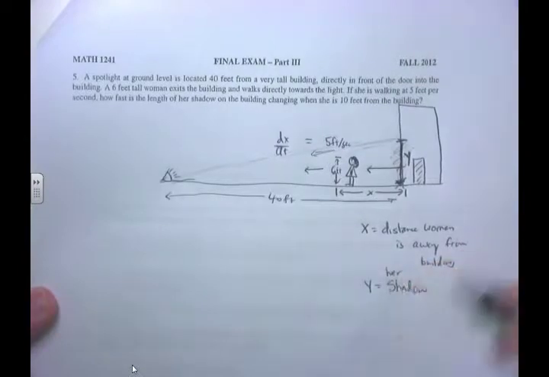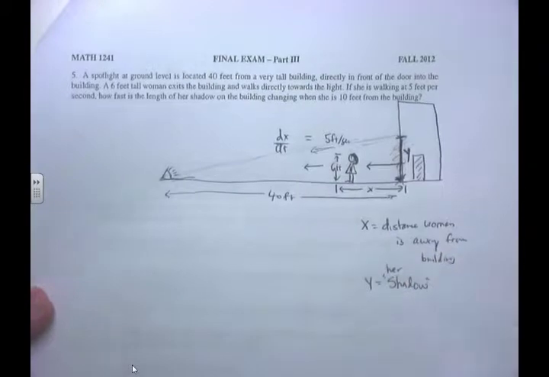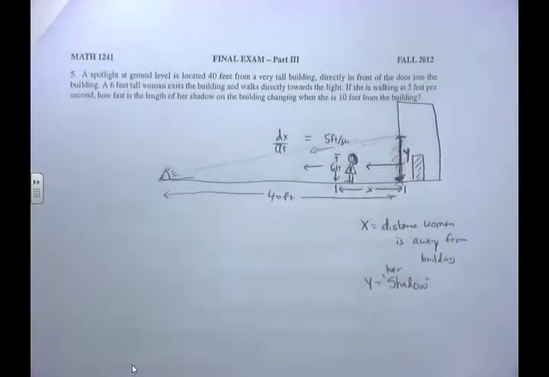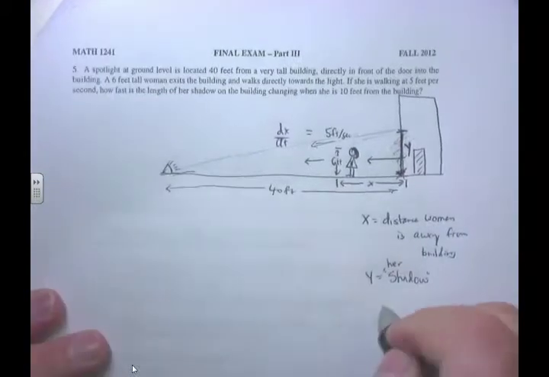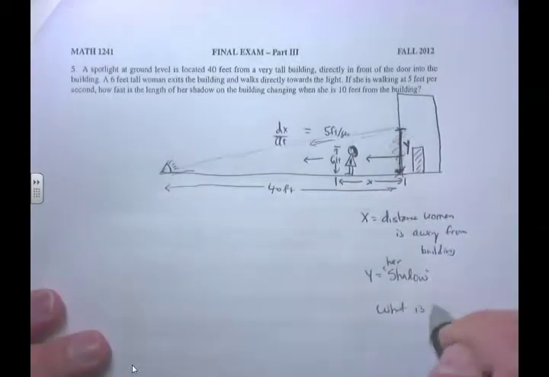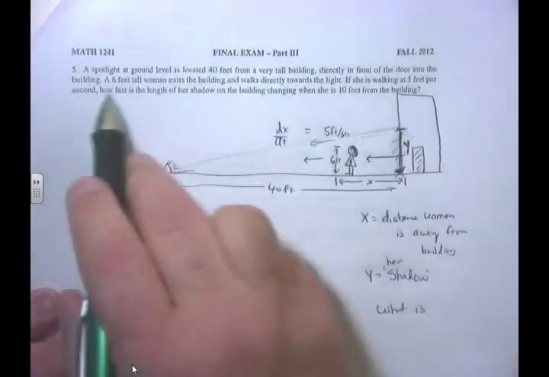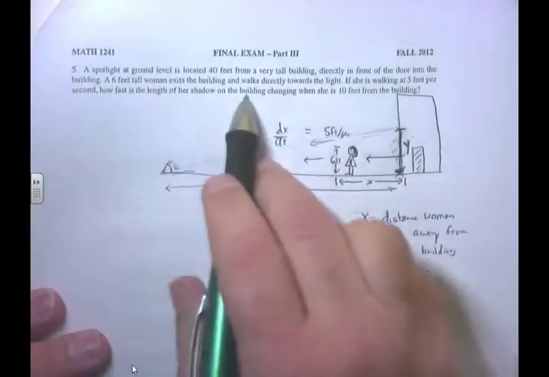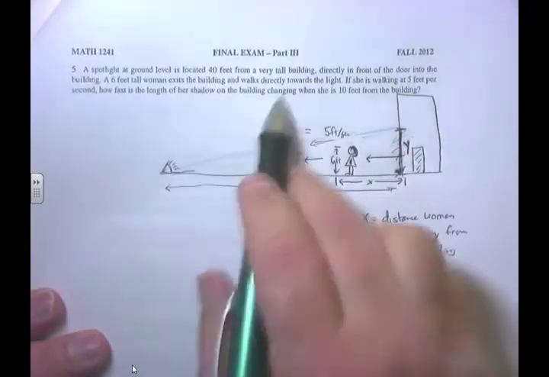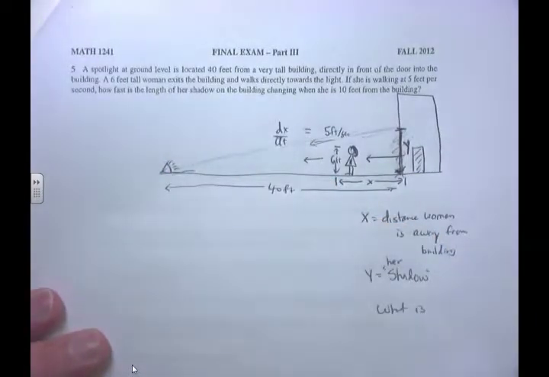And actually it's her shadow, if you think about it. Does that make sense? It's her shadow. That's what's changing. So in terms of my question here, what is the rate of change of her shadow changing? How fast is the length of her shadow in the building changing? What are they asking for?